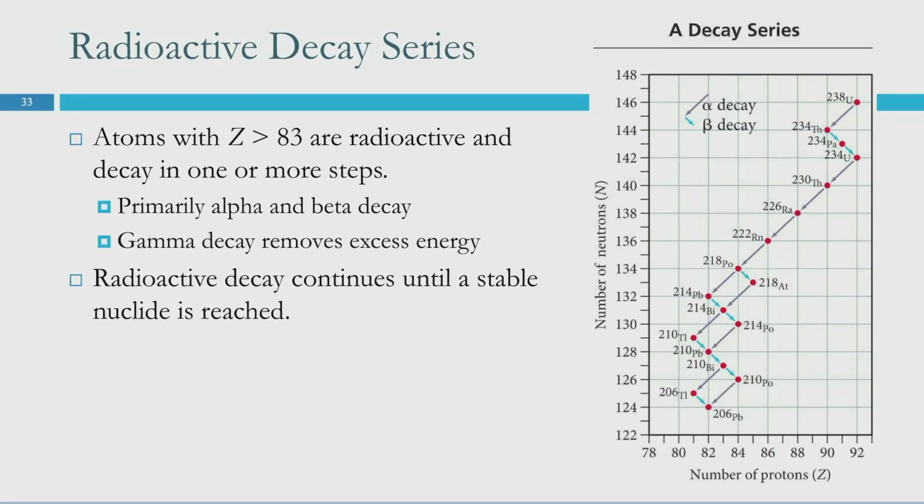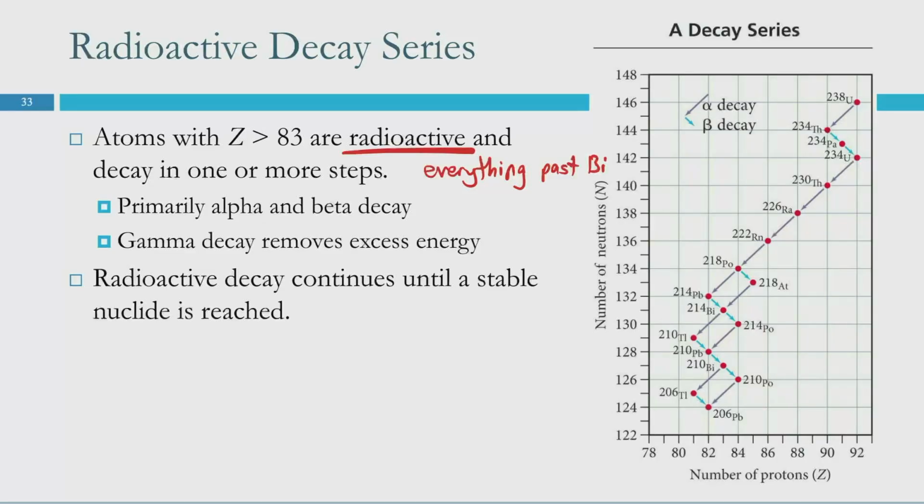We did a little bit of radioactive decay series earlier. You can draw out really long radioactive decay series. All atoms with a Z of greater than 83, so if they're past bismuth on our periodic table, they're radioactive. Anything past bismuth on our periodic table is radioactive. All of it, 100%.